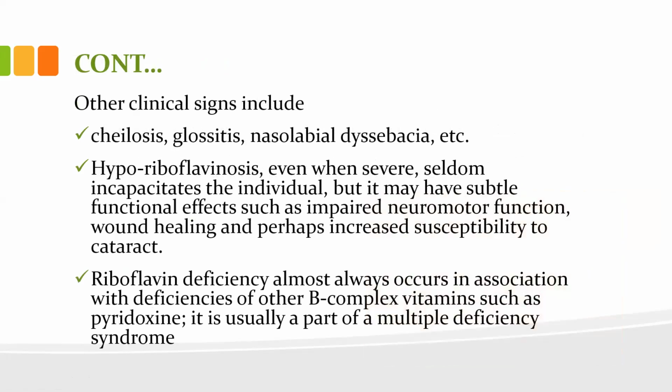Other clinical signs include cheilosis, glossitis, nasolabial dysplasia, and hyporiboflavinosis. Even when severe, it seldom incapacitates the individual, but it may have subtle functional effects such as impaired neuromotor function, impaired wound healing, and perhaps increased susceptibility to cataract. Riboflavin deficiency almost always occurs in association with the deficiency of other vitamin B complexes such as pyridoxine. So it is usually part of a multiple deficiency syndrome. The isolated deficiency is rare.